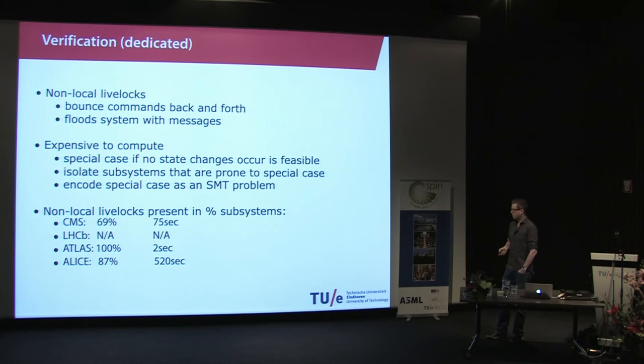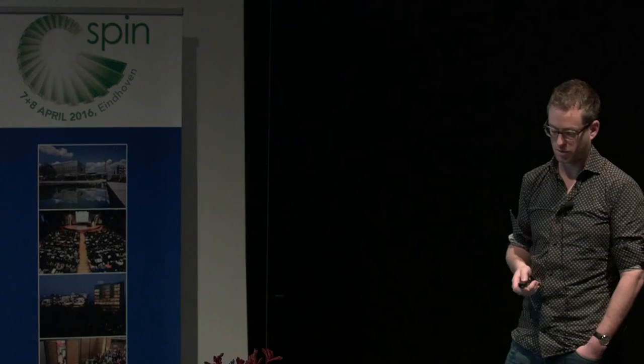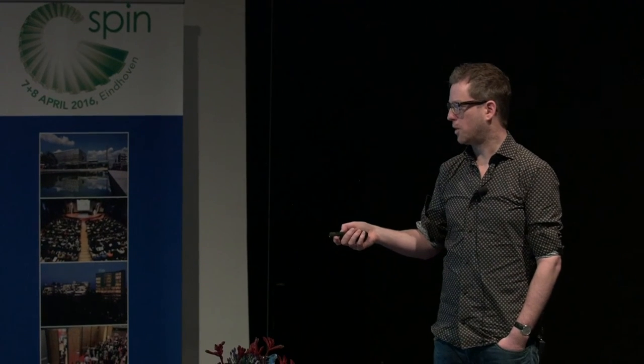So this gave rise to the following figures. Essentially, for CMS, 69% of all the subsystems that you could identify, and we identified roughly 45 subsystems. Out of that, 31 had some issues. And the entire analysis there took 75 seconds. But it didn't always work, right?